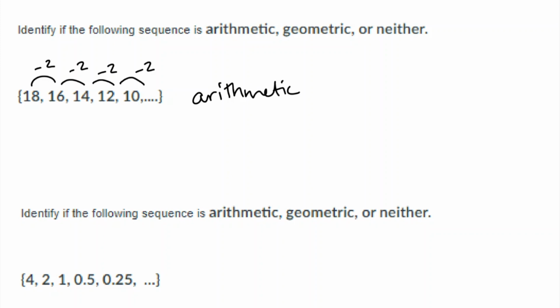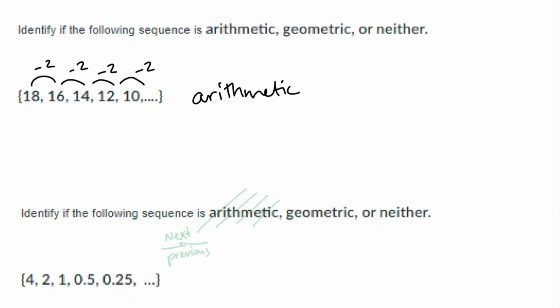Now for the next one, if I was thinking about checking the subtraction, to go from 4 to 2, I'd subtract 2. But do you see to go from 2 to 1, I'd subtract 1? At that point, I can't add or subtract a consistent value for this one. So it's definitely not arithmetic. So let's check geometric. To check geometric, you can either see it or always remember to do the next divided by previous in your calculator.